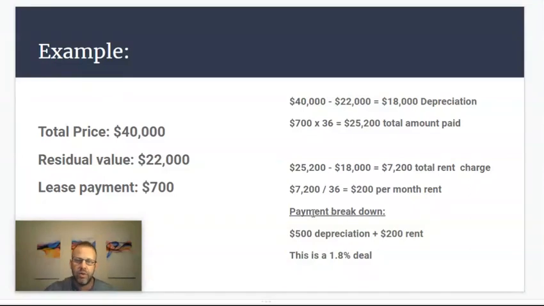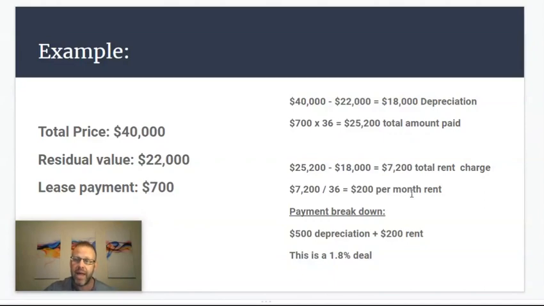So we take the $7,200 total divided by the 36 months, and that gives us a $200 per month rent charge. Ouch. So that's not good. That's a lot of money going to the bank. $200 a month times 36 is $7,200 that this bank or leasing company wants for you to be able to drive this car. That's a lot. It's going to be hard to get the payment down much.